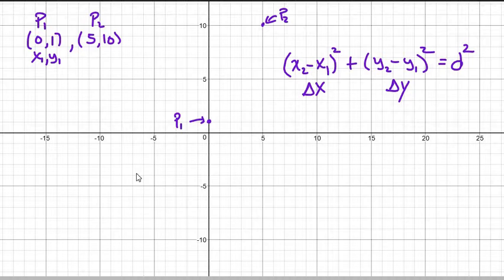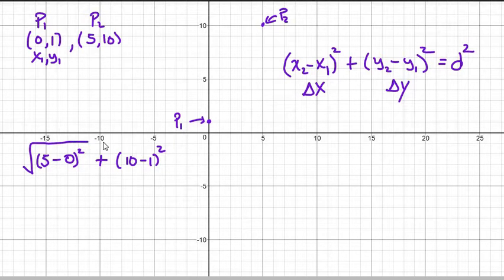Okay, so where do we want to write that? We'll just start it over here. So x of 2 minus x of 1. So this is our x of 2. So 5 minus 0 squared plus our difference in y's, 10 minus 1 squared, and we square root the whole thing. And that is going to be our distance.